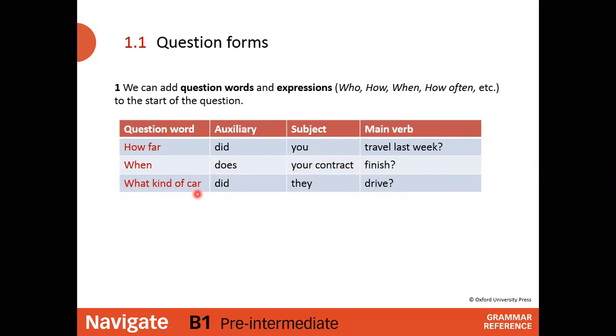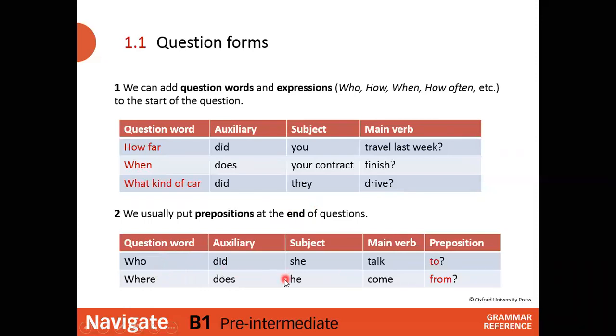All right, so next. We usually put prepositions at the end of questions. So prepositions are used at the end of questions. For example, here you can see the table: question word, auxiliary, subject, main verb, and preposition. Here you can see it at the end of the sentence. Let's read examples. Who did she talk to? Here you can see to at the end of the sentence.